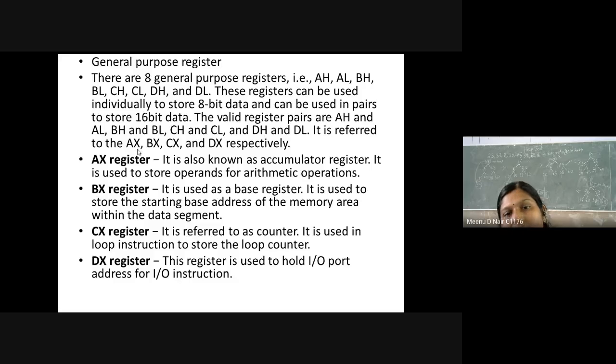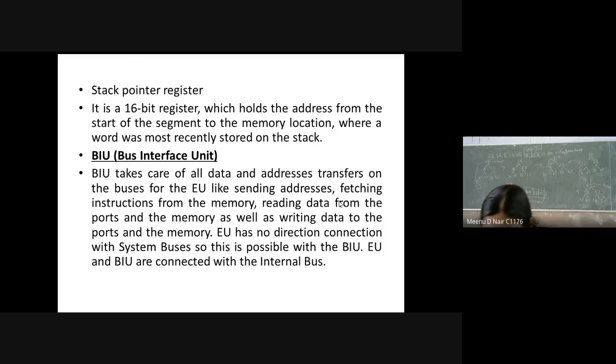AX is the accumulator, BX is the base register, CX is the counter register, and DX holds the input-output port address. So these are the general purpose registers.